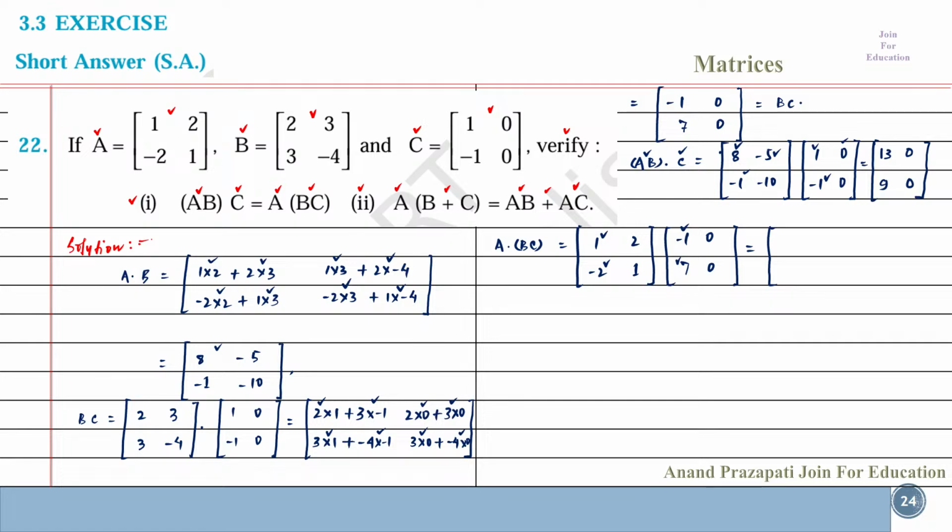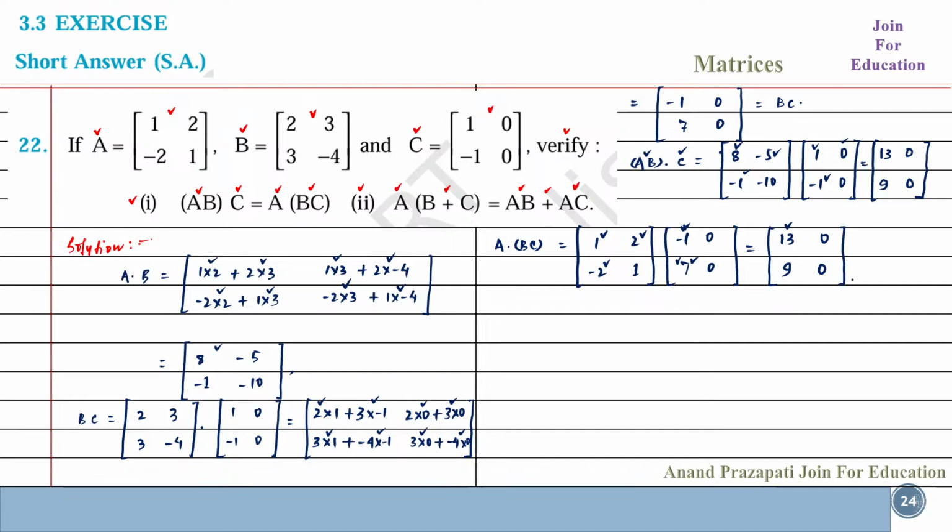Therefore here will be 13. Observe, there is no problem to understand up to this step. So here will be 1 into minus 1 equal to minus 1, 2 into 7 equal to 14, 14 minus 1 equal to 13, and this one will be the 0. Similarly, minus 2 into 1 equal to 2, and plus 7 equal to 9, and this is the 0.